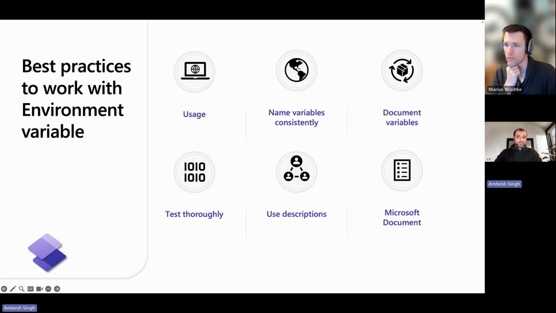Name variables consistently. Use consistent naming for environment variables to make them easier to identify. Document all of the variables. Maintain a reference document listing all the environment variables, their purpose, and their default values. Test thoroughly. Validate changes in a non-production environment before applying them to production. Use descriptions. Use the description field to explain the variable's purpose.